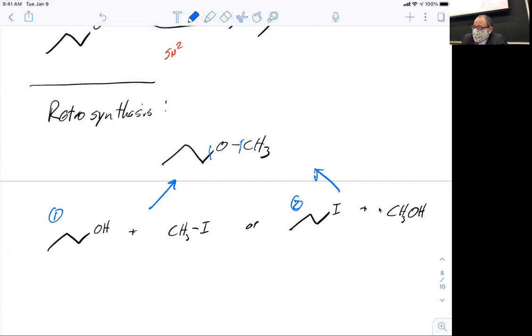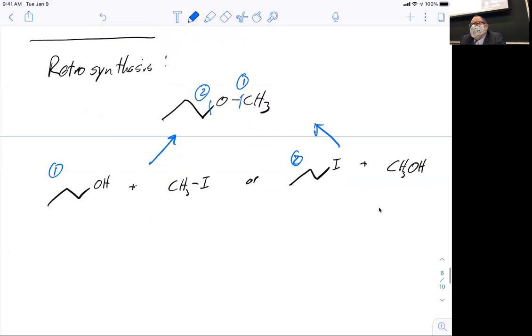I could think about making this bond, or I could think about making that bond. So one of the things you're going to need to do when you're looking at Williamson ether synthesis is decide which one of these is preferable. In this case, both of these would probably work. But which one is preferable has to do with that second step. The first step, making the alkoxide, is an acid-base reaction. Is there going to be any substantial difference? No, there's going to be very subtle pKa differences between our alcohols.